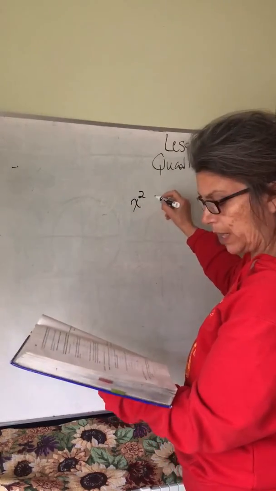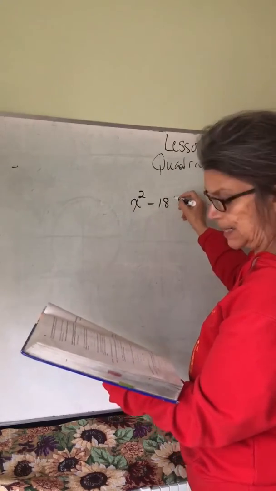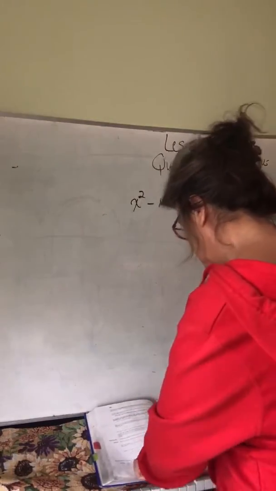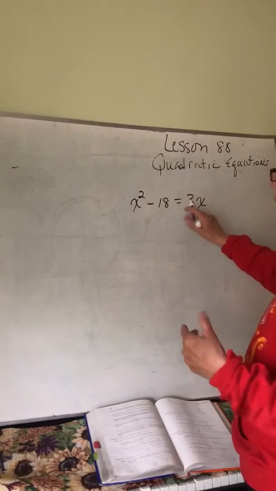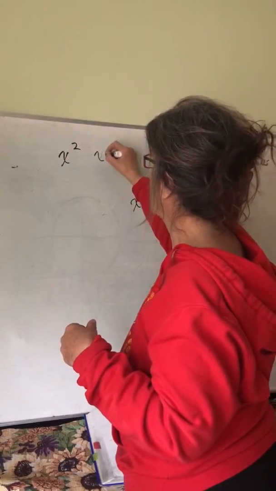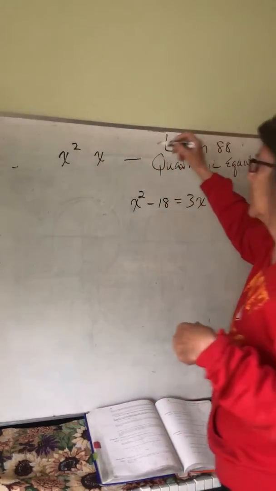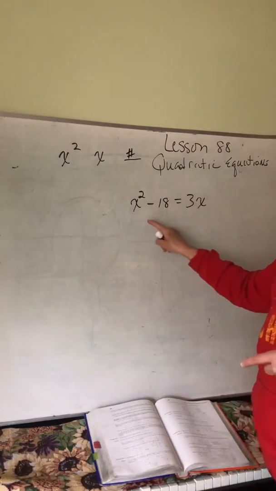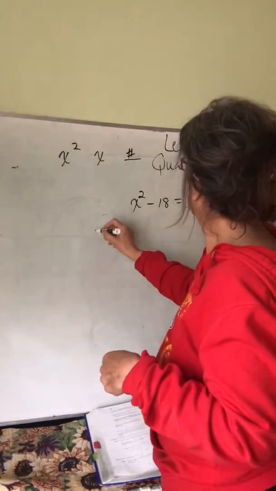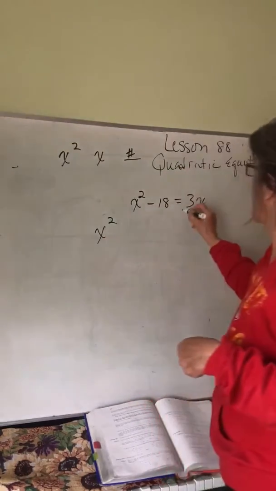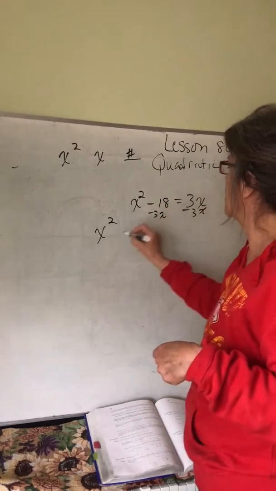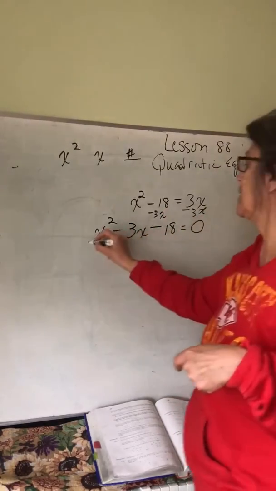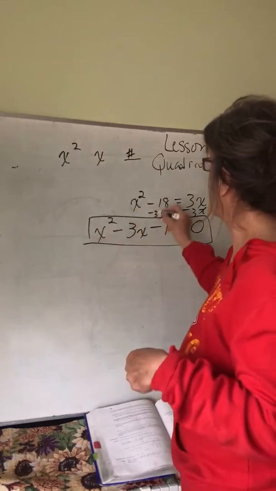something like this, x squared minus 18 equals 3x, we need to have this in the form where it's an x squared and then an x and then a whole number. Okay? A whole number. So we're going to rearrange this to look like that form. And we're going to minus the 3x here, minus 3x, minus 18, and then set it to 0. So this is the form we want these in.